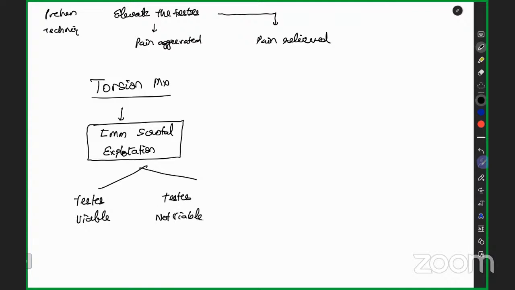Unfortunately, the testis is not viable. What are you going to do? Testis is not viable, cut and take it out, that's all. So that is called as orchidectomy. So I want to perform orchidectomy.